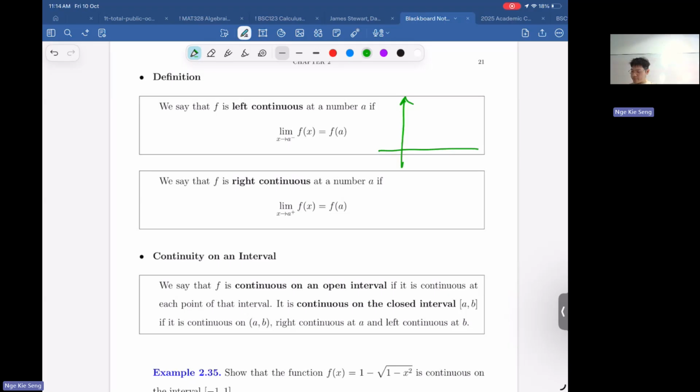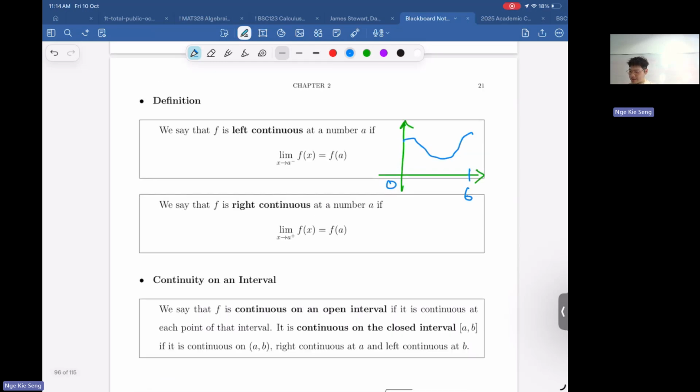You might think, what's the use of this? For example, let's say our function is defined like this. Let's say this is 6, this is 0. We will ask whether it is right continuous at 0 or not. Let's say this is L, this has to be L.